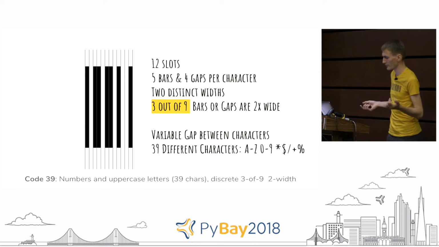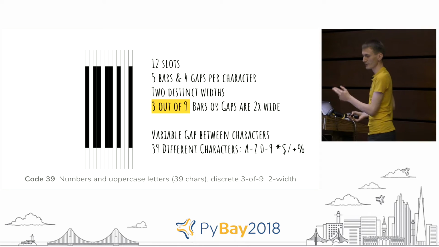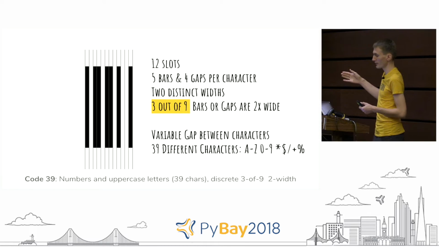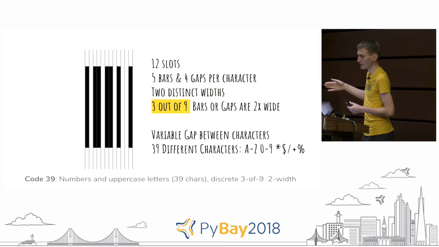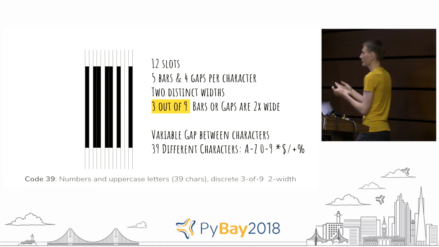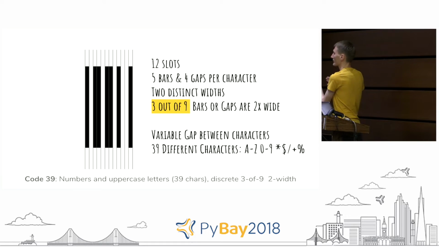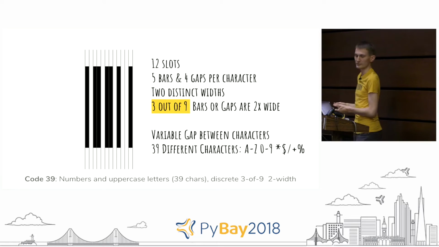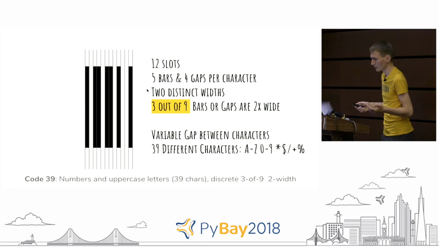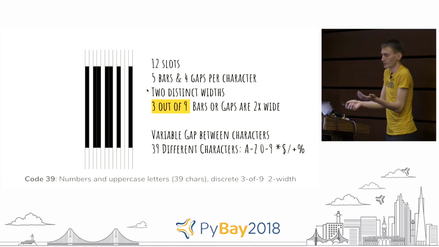Here's another one, just a randomly picked one. This is called code 39. 39 for 2 reasons. One is that it can encode 39 characters. The second one is that you have 12 slots per character, each one containing 5 black bars and 4 gaps that can only be of 2 distinct widths, and there's always 3 wide ones, the sum of the wide black bars and the wide white gaps is always 3. So in this case, we have the black and white one, the other black and white one, and towards the end, a white gap. And what's special about this?